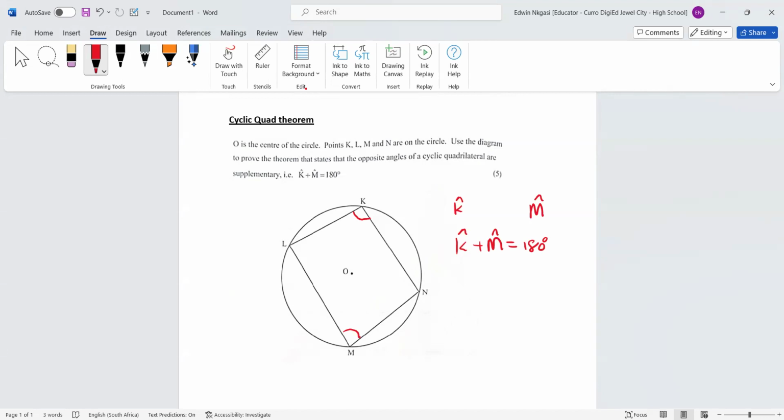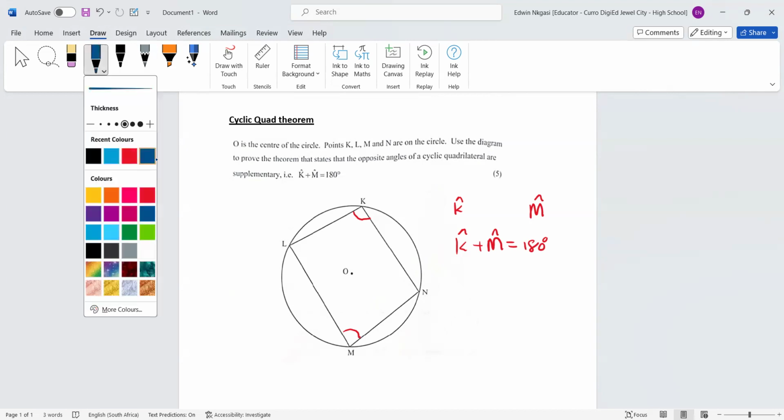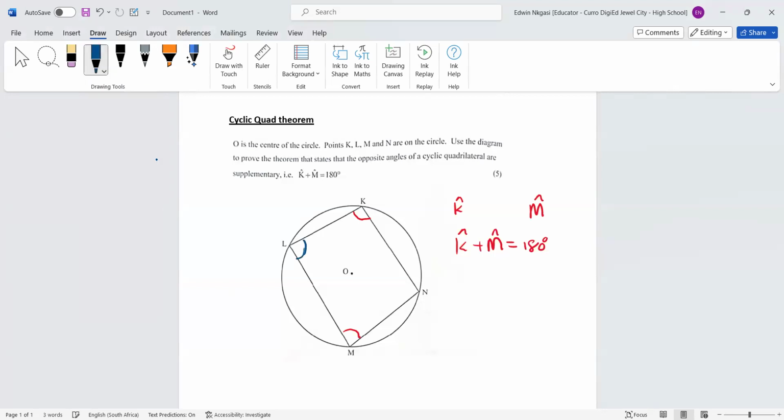Those are not just the angles that we're going to focus on. You can also look at angles L and N. If you look at angle L, because it's opposite angle N, we say angle L plus angle N will also equal 180 degrees. So that's basically one of the theorems that you need to learn how to prove.